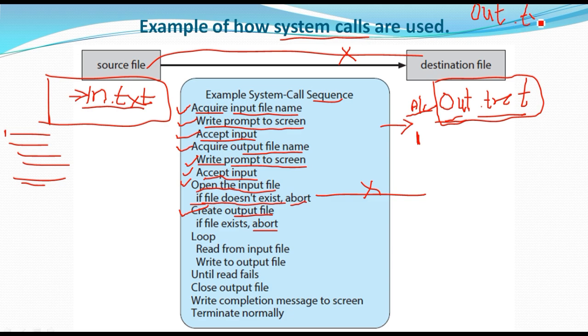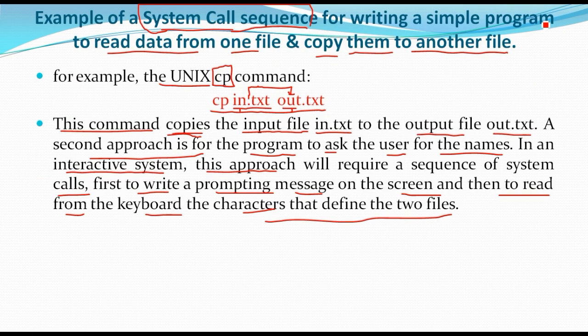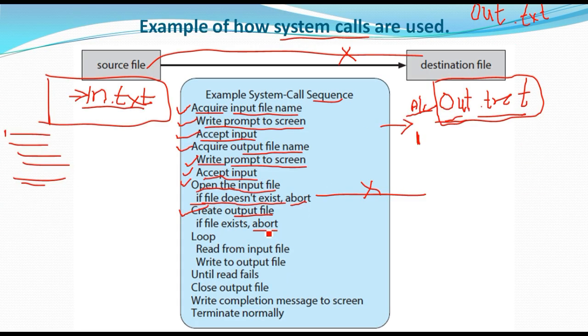Don't get confused. Before writing this command, assume that there is already a file out.txt, then this condition is satisfied and it aborts copying the contents from one file to another file. But in our condition, we are assuming that there is no in.txt, there is no out.txt. We are performing this operation of copying the content from one file to another.